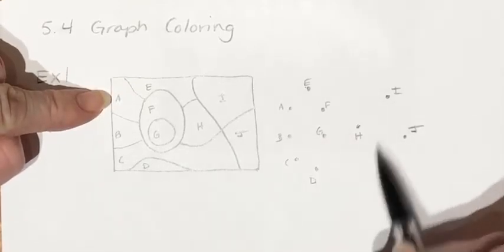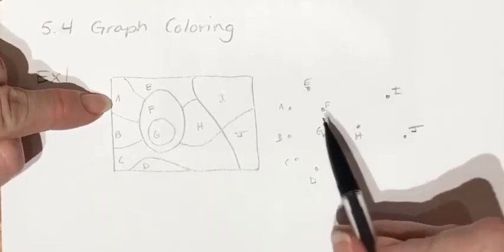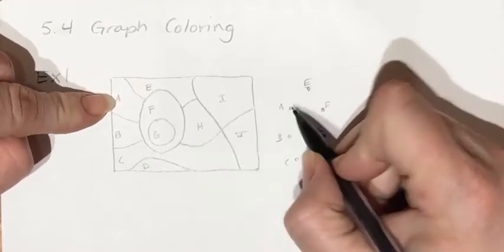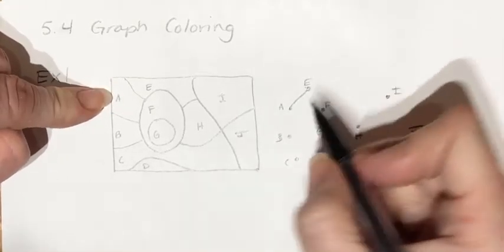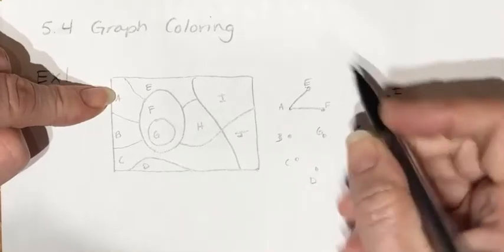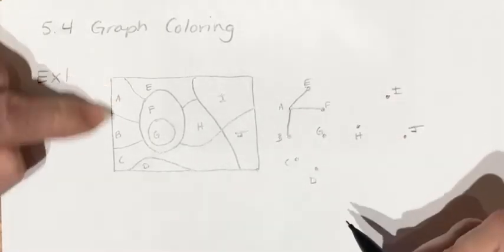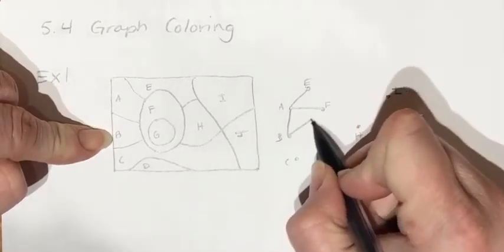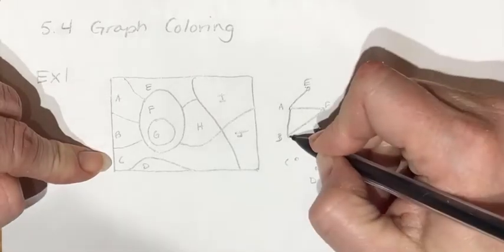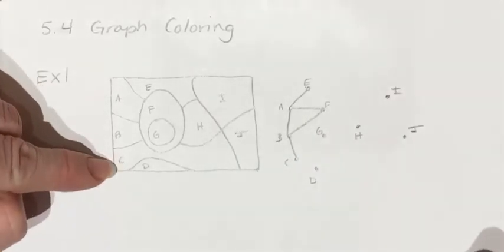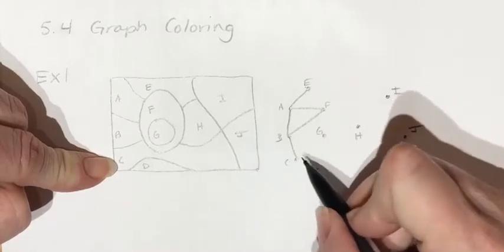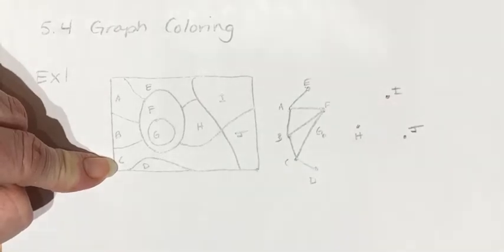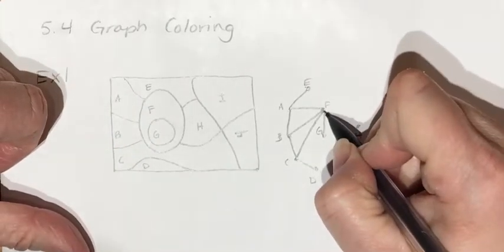Now, what I want to do over here is show which countries touch which other countries. So A touches E, so they would have an edge. A touches F, and A touches B. B touches A, B touches F, B touches C. C touches B, C touches F, and C touches D. G only touches F.